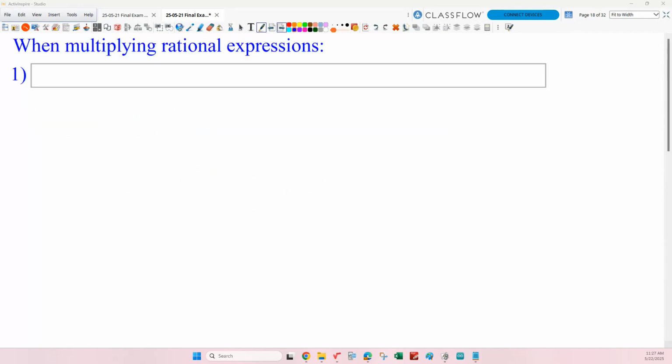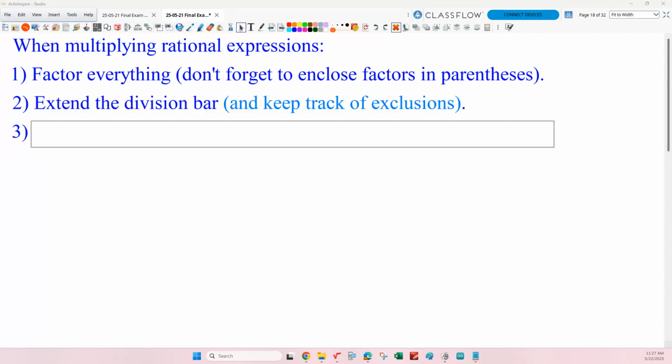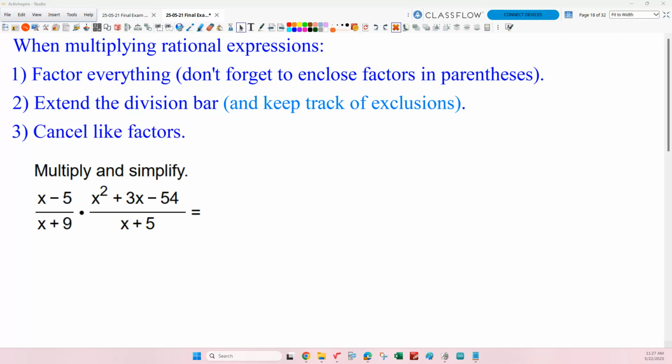Okay, what about when we multiply rational expressions? What's our first step usually? Factor again. And what would we do after we factor, you think? Yeah, cancel. Extend the division bar, so just connecting the two fractions and then finding those exclusions. After we do that, we just cancel like factors.